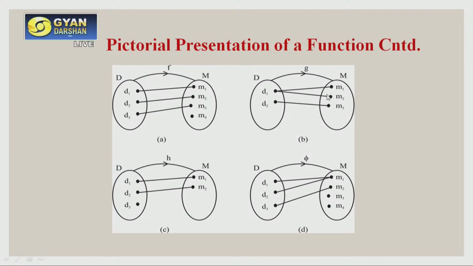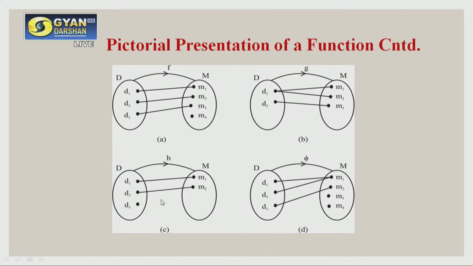Now if we come to part B, here daughter D1 has 2 mothers, because D1 is associated with M1 and M2. This is not according to the second condition of the function, which says each daughter should have a unique mother. But D1 does not have a unique mother. So this is not a function. The second condition is violated in part B.